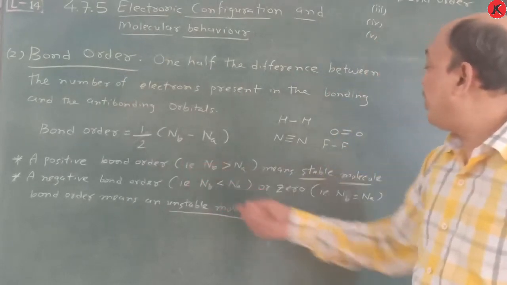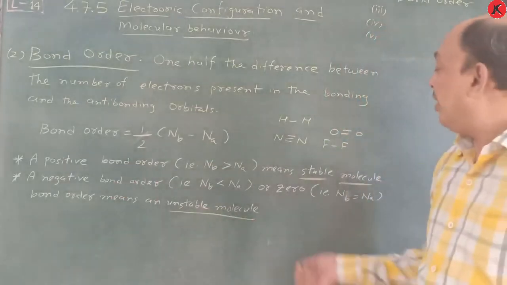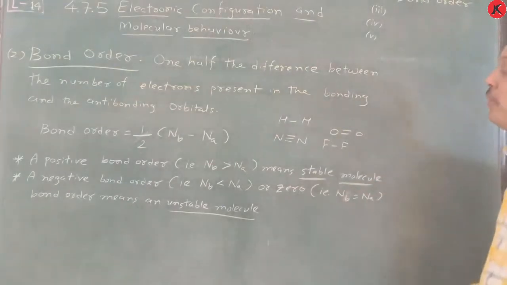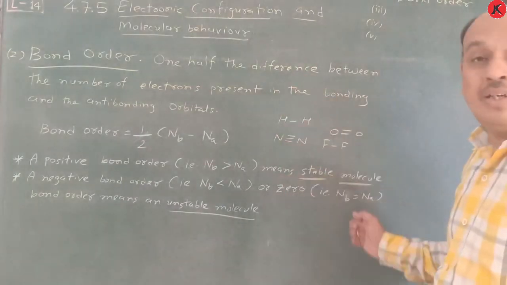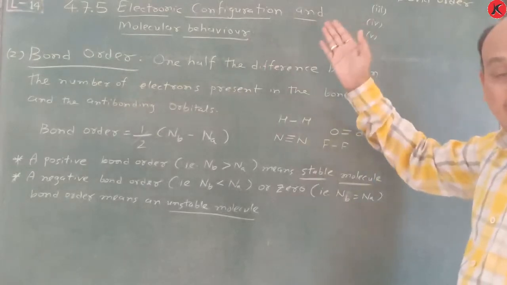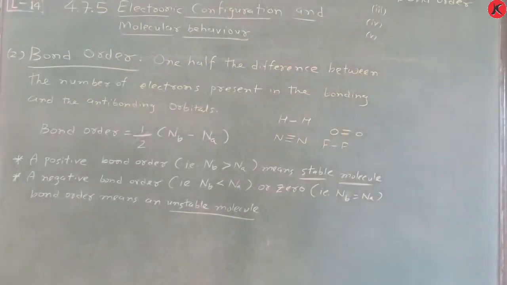So a positive bond order means a stable molecule, a negative bond order means an unstable molecule, and a 0 bond order means an unstable molecule. Remember it. This is very important information from the electronic configuration of molecular orbitals. Write it completely. Take a screenshot.